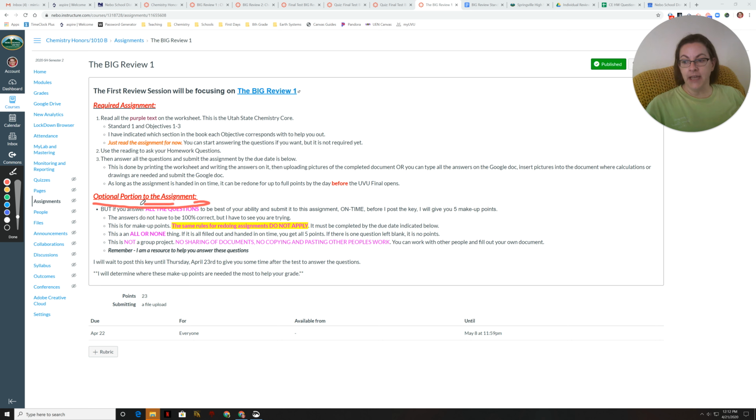Optional portion of the assignment. You don't have to do this. You can totally ignore what I'm about to say. That's up to you. If you answer all the questions to the best of your ability and submit the assignment on time, I will post the key to Big Review 1. It will become available at 8 a.m. April 23rd, okay? But if you answer all the questions and submit it on time, I will give you 5 makeup points, okay?